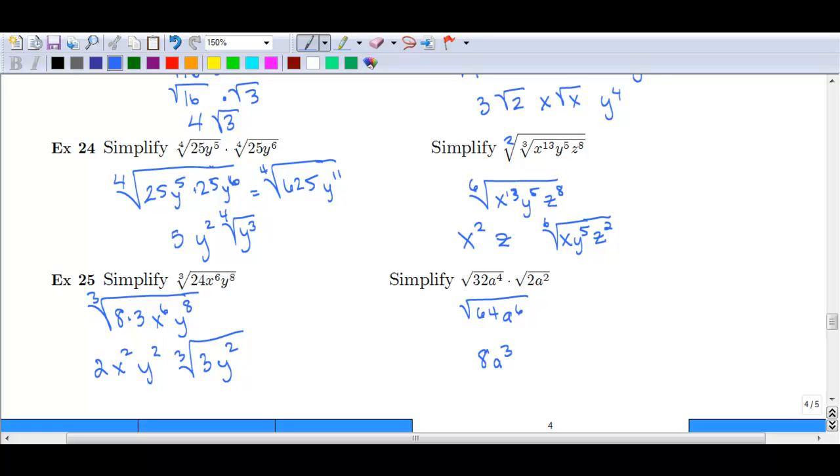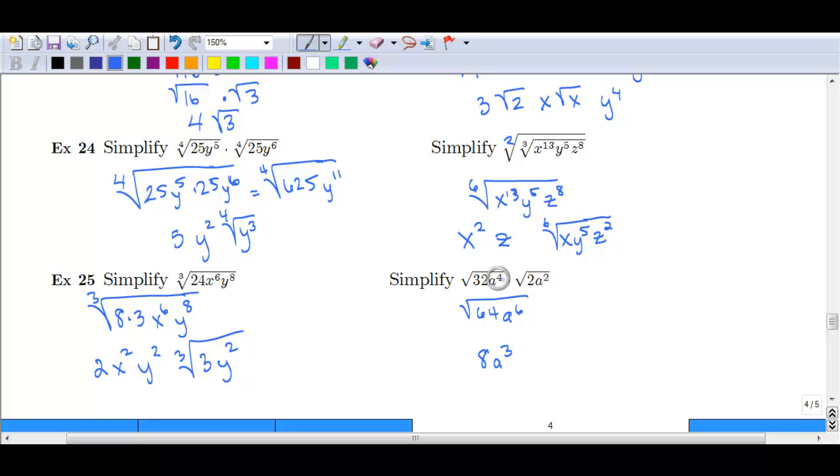So for the first part of example 25, you should have been able to pull out a cube root of 8, which is 2, and then x to the 6th, the cube root of that is x squared, and the y to the 8th, again, if you do 8 divided by 3, you get 2, remainder 2. And again, with the 24, you would have had 8 times 3, so that 3 is going to stay in the cube root, and then there's your remainder 2, the y squared, that's going to remain there.